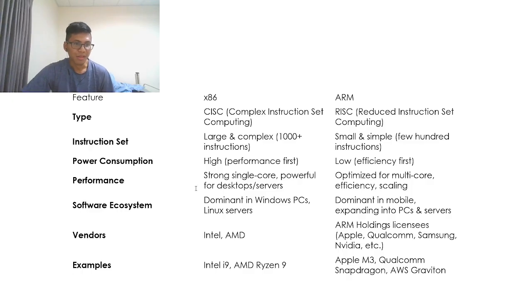This table is basically the summary of what is different. For example, x86 uses complex instruction set computing and ARM uses reduced instruction set computing. Basically, most of the difference is like this. x86 is usually in the computer and ARM is in the mobile.